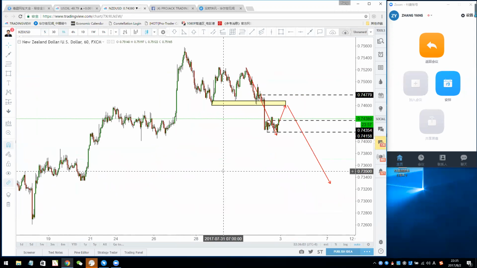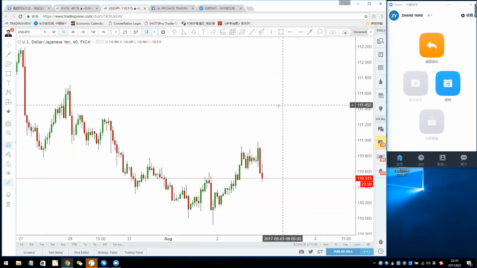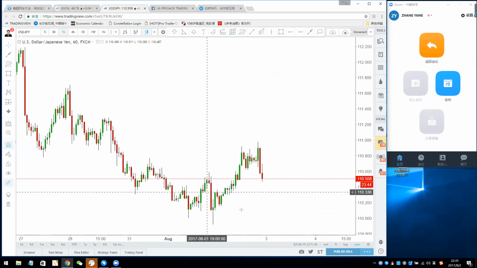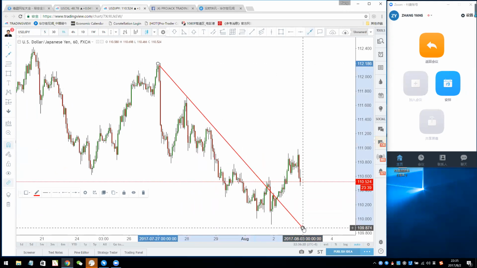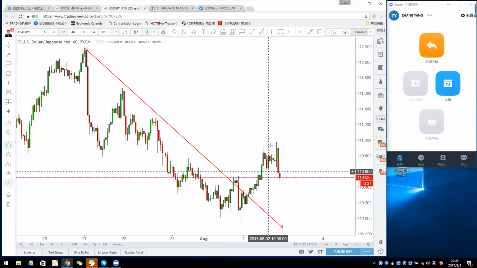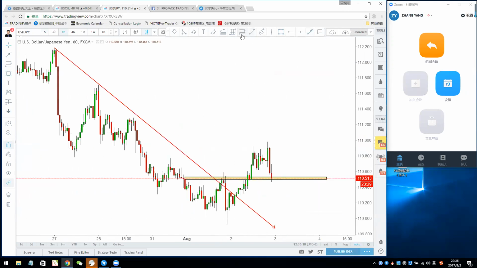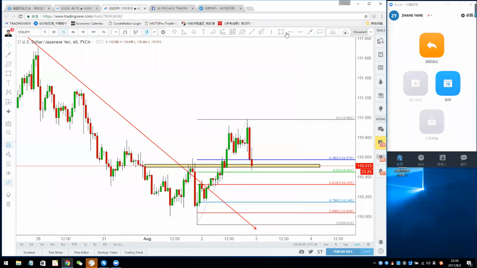Let's talk about dollar yen. Just now in my students group, I mentioned dollar yen has a good reversal signal, because it breaks the downtrend line and forms a higher high. This is a neckline for this double bottom. So immediately you want to buy from 110.32. You want to buy from here.